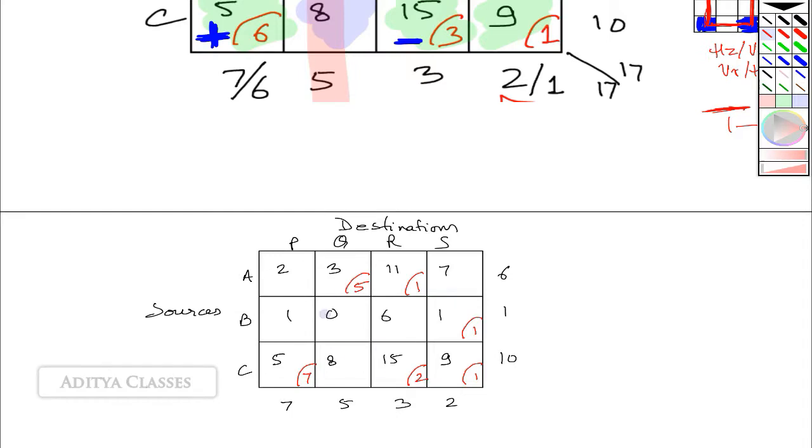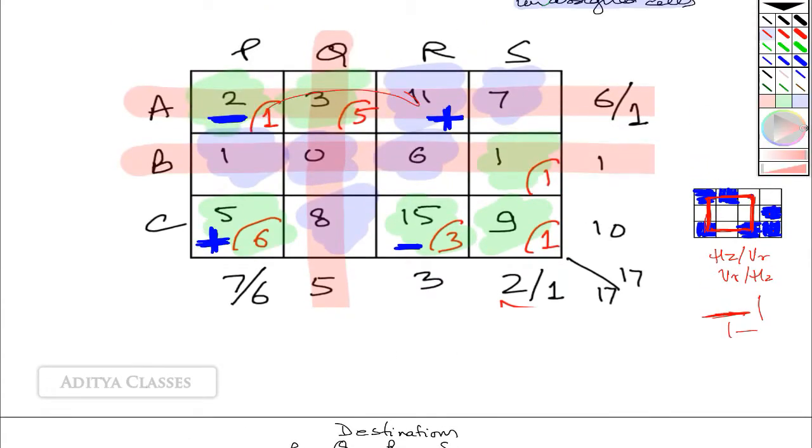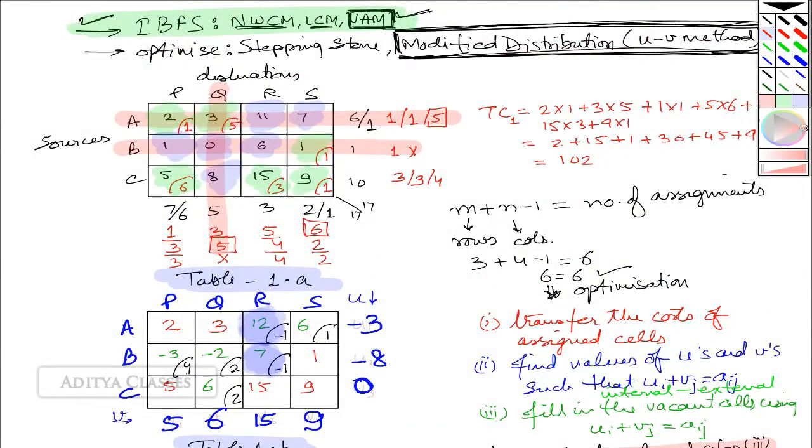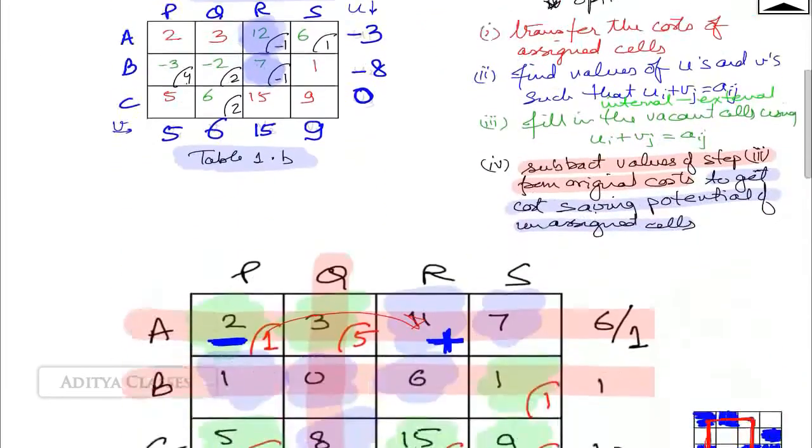So, this is my new assignment. What I have done is, this 1 unit has gone here. As a result, 1 unit was subtracted from here. As a result, 1 unit was added here. So, some shuffling has taken place, and the result is that I have moved this 1 unit over here. This has become 2. This has become 7.